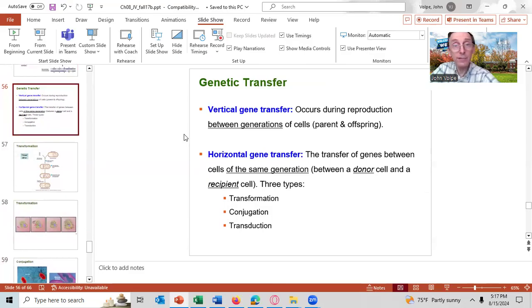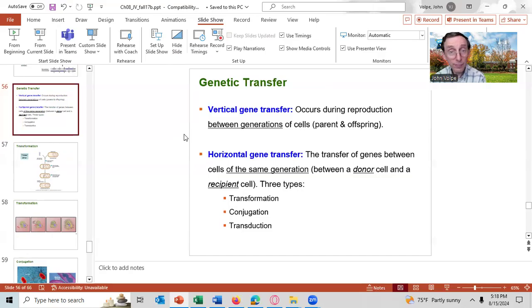All right, let's talk about genetic transfer. We've already mentioned that vertical gene transfer occurs during reproduction between generations of cells, like a parent cell to the offspring daughter cells, or between two parents, if we're talking about humans, and one offspring. So that is vertical gene transfer. Horizontal gene transfer is the transfer of genes between cells of the same generation, where genes leave a donor cell and then they enter a recipient cell.